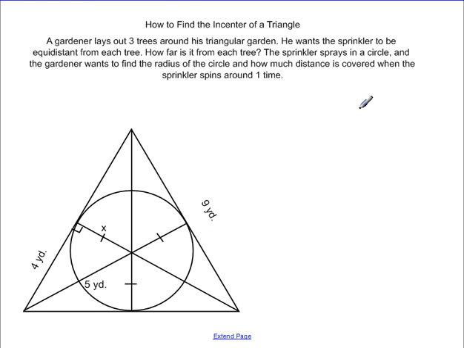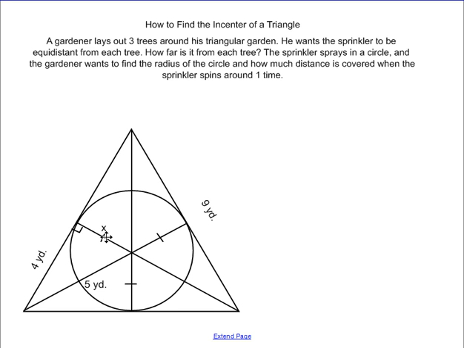The gardener lays out 3 trees around his triangular garden. He wants the sprinkler to be equidistant from each tree. How far is it from each tree? The sprinkler sprays in a circle, and the gardener wants to find the radius of the circle and how much distance is covered when the sprinkler spins around one time.